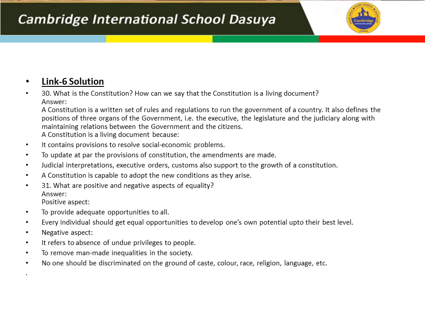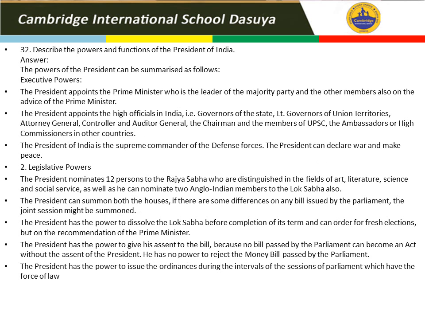Question number 31. This is also carrying 6 marks. Positive and negative aspects of equality. You remember this question, we have done it 100 times in the class and in the revision as well. Positive impact: to provide adequate opportunities to all. Every individual should get equal opportunities to develop one's own potential and caliber up to their best level. Negative aspect: it refers to the absence of undue privilege to the people, to remove man-made inequality in society. No one should be discriminated against on the ground of caste, color, creed, gender or bar.